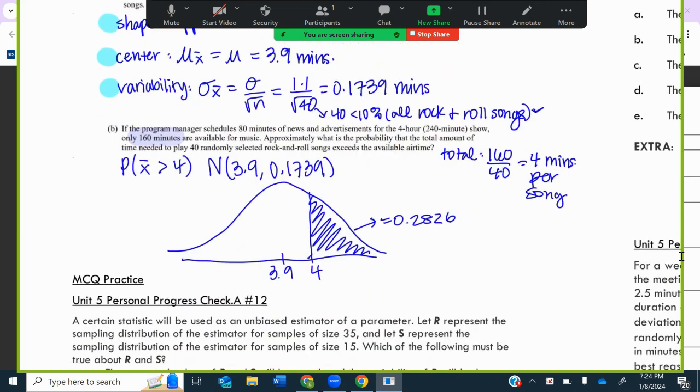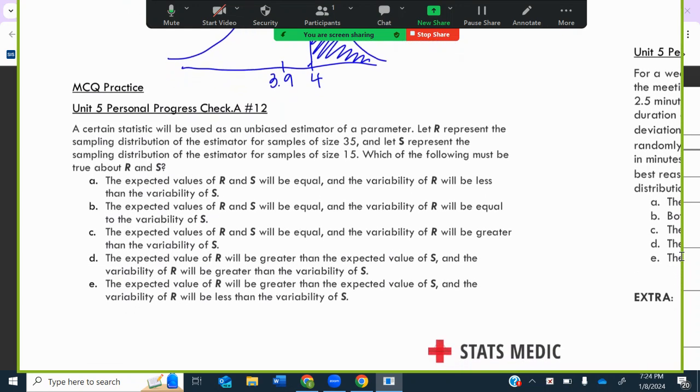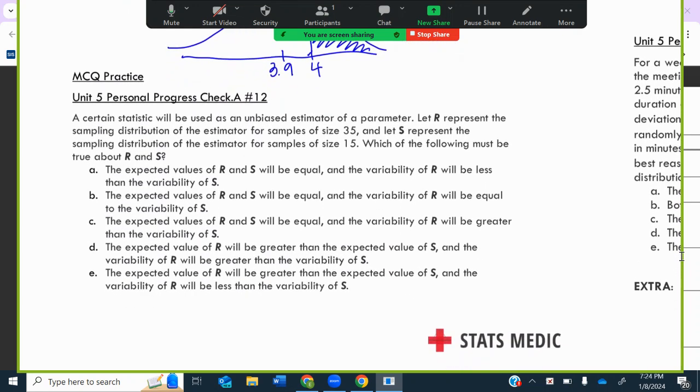Okay. So this next thing, we're just going to do 3 multiple choice questions. We picked these from the personal progress checks. And so we picked one from each that we liked. And so I would just follow along here. You can pull it up in your personal progress check if you want to practice any others.